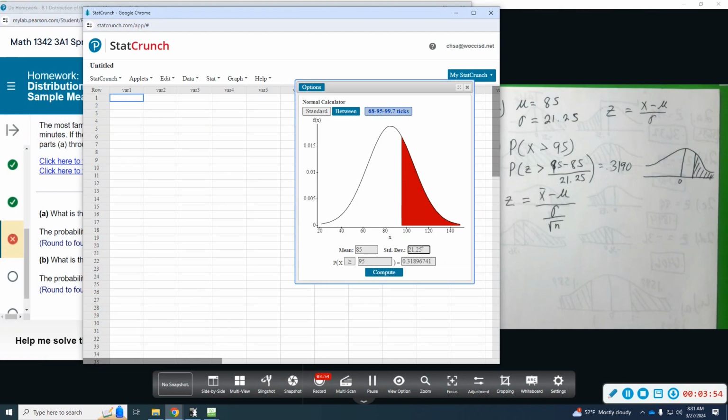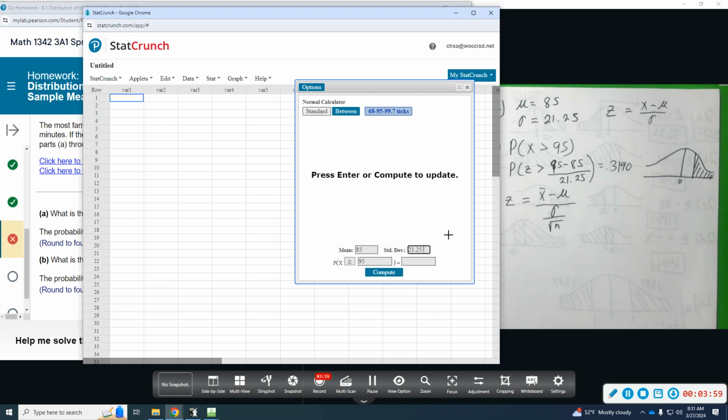So right here where it says standard deviation, I'm going to change this to divided by, and then SQRT is the abbreviation for square root, and then put 7 in there. So I'm going to put in parentheses SQRT 7. Everything else is the same. The mean is the same. Standard deviation is changed. We're still looking for greater than 95. This time the probability is 0.1065, and the 5th place is a 5, so it's going to round up to 0.1066.